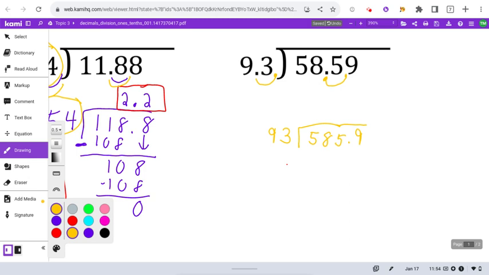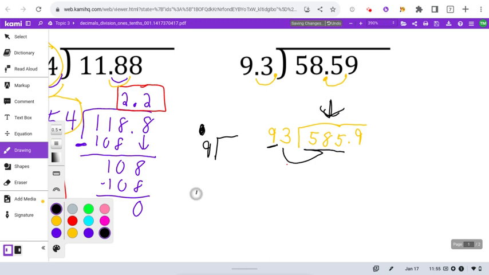Now you need to use your estimation and your multiplication skills to figure out the rest of this. So I would look at this number here. Obviously, 93 cannot go into 5, and 93 cannot go into 58. So you're going to need to think about how many times it's going to go into 585. I would look at the 9 here in front and write it over here, and I would try to find a pretty nice rounded number. Or I would use the first two digits, like the 58, and think about a number that's a multiple of 9 that's very near 58.